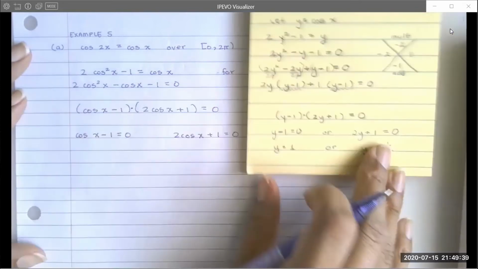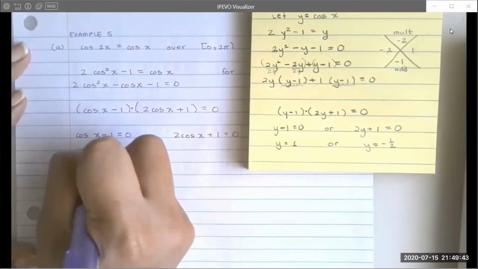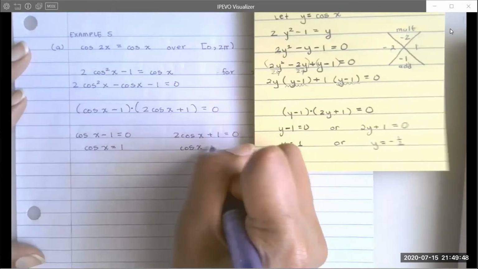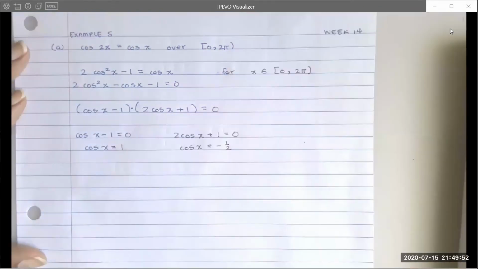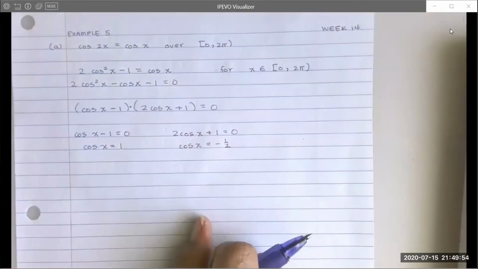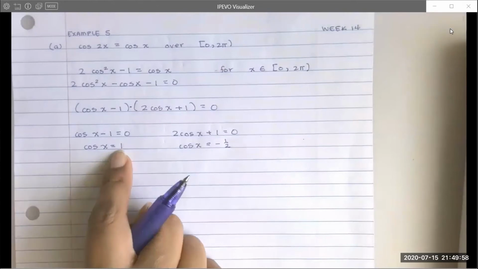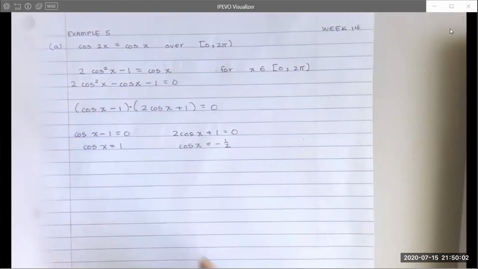Essentially, we're just repeating this work. So in the end, I'll have cosine x is 1, and cosine x is negative 1/2. And so from there, I can see where cosine is going to be 1 in the range 0 to 2 pi. So cosine is 1.